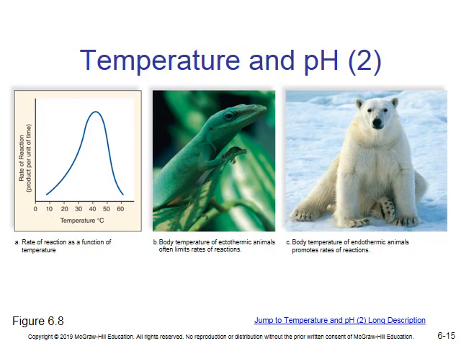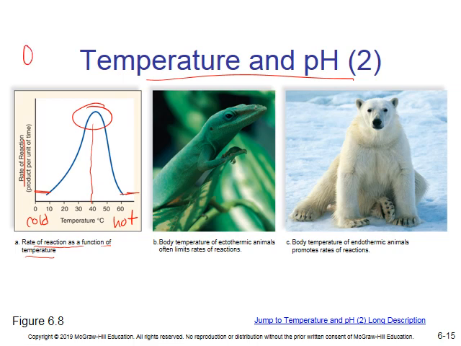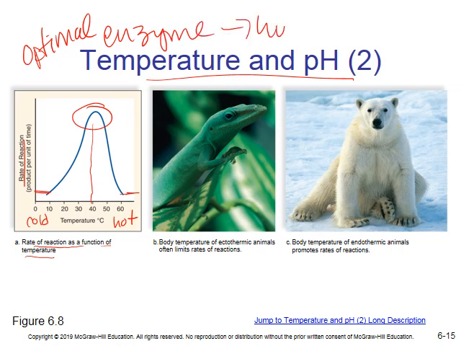So temperature and pH can affect how enzymes behave. This one says the rate of the reaction as a function of temperature. If it's cold, it doesn't have very much reaction. If it's super, super hot, it doesn't have very much reaction. We want right about here. So enzymes function best at their optimal temperature, and different enzymes have different optimal temperatures. What do you think the optimal temperature would be for enzymes in humans? Hopefully you're thinking about our body temperature, 98.6, right? So most of our enzymes work well at that temperature.